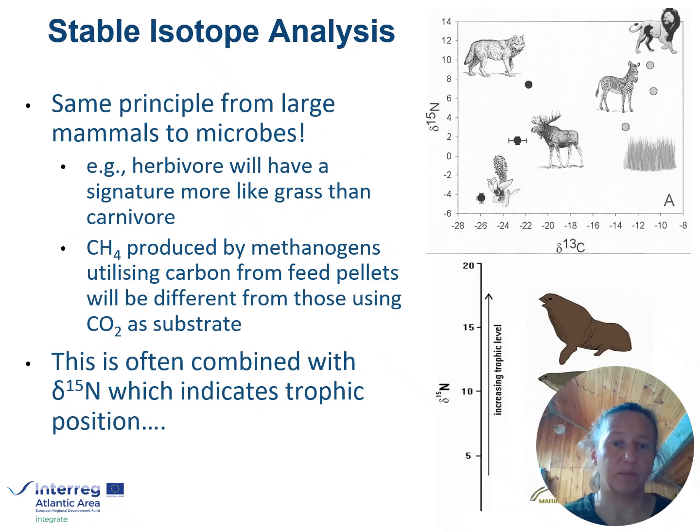And it's the same principle from large mammals all the way down to tiny microbes. So, for example, a herbivore will have a signature more like grass, usually very negative, compared with a carnivore that's eating meat, of course. And methane produced by methanogens, utilising carbon from feed pellets, will be very different from those utilising CO2 as a substrate. And this is often combined with delta 15N, which indicates trophic position in a food web.